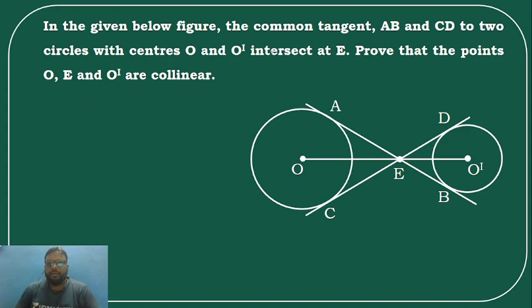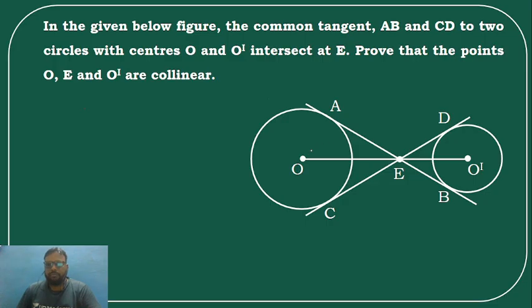In the given figure, the common tangents AB and CD to two circles with centers O and O dash intersect at E. So we have two circles O and O dash. AB and CD are the two common tangents intersecting these circles at E, right? So prove that the points O, E and O dash are collinear.